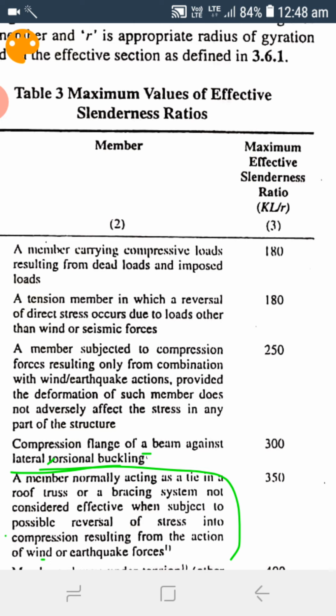When the high speed wind blows or the earthquake happens, the tensile force may become a compression and the compression may become a tensile. That is, a reversal of stresses will take place. In that case, the slenderness ratio of the member should not exceed 350. It should lie well within the 350. So now we need to check with respect to this what is the slenderness ratio of the assigned section.